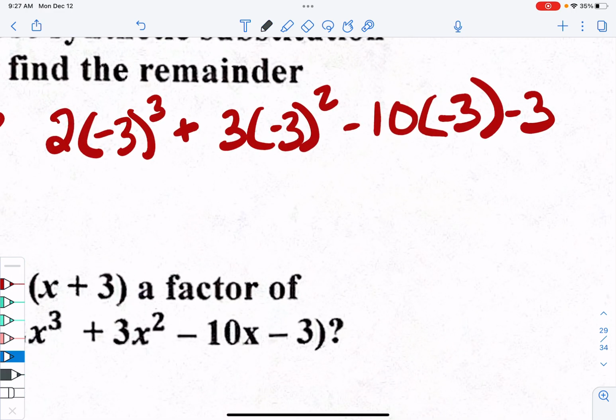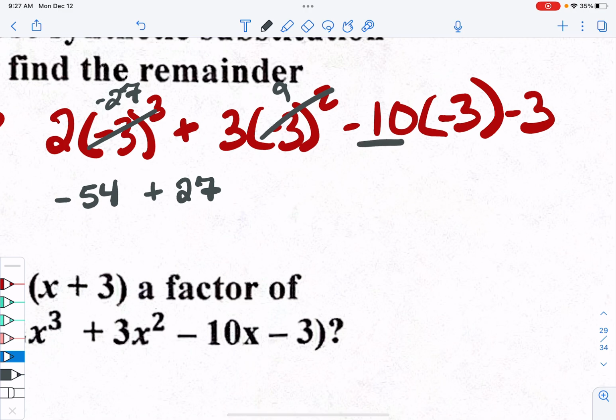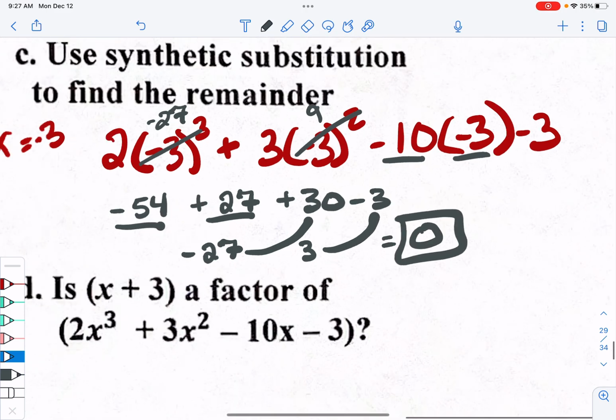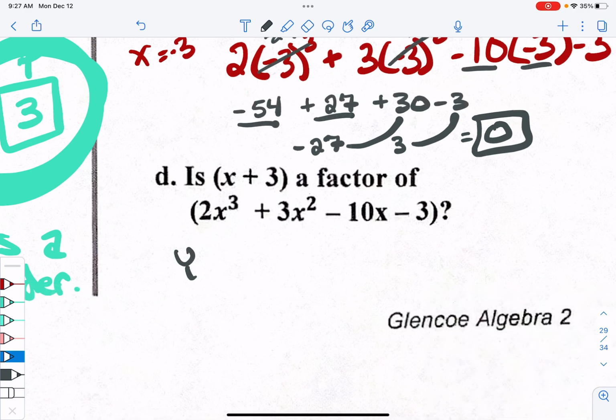All right, this is a mess. Negative 3 to the third power is negative 27. That times 2 is negative 54. Negative 3 squared is 9, and 9 times 3 is a positive 27. Negative 10 times negative 3 is a positive 30, and then minus 3. Oh, heavens. Okay. Negative 54 plus 27 is a negative 27. Negative 27 plus 30 is 3, and 3 and a negative 3 makes 0, so 0 remainder. Is it a factor? Yes. No remainder.